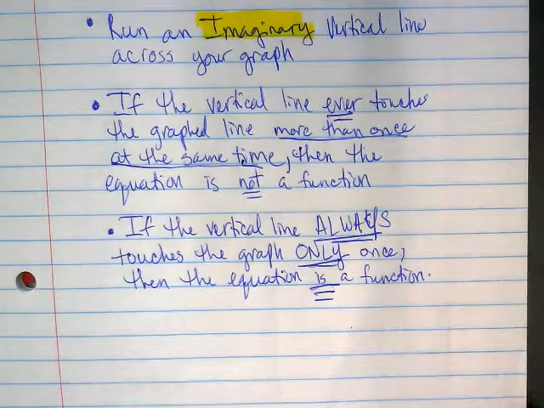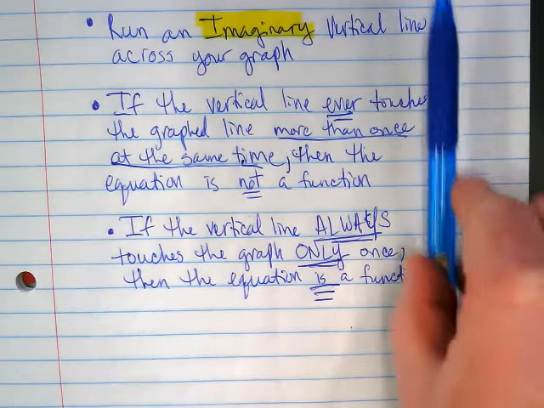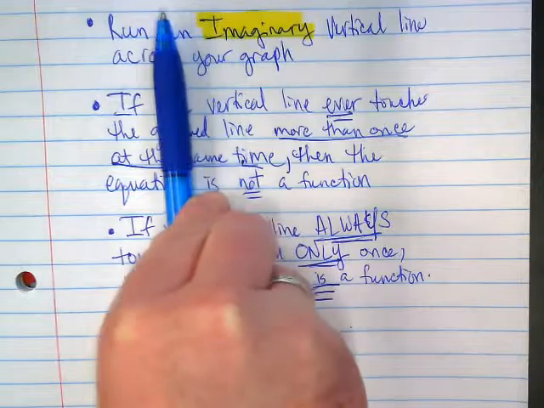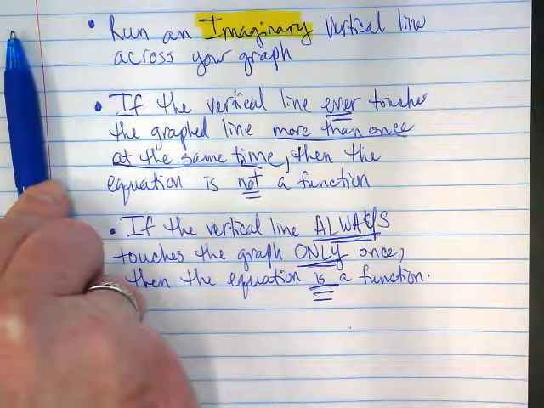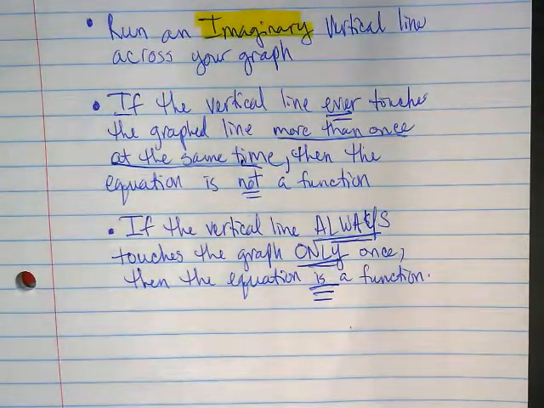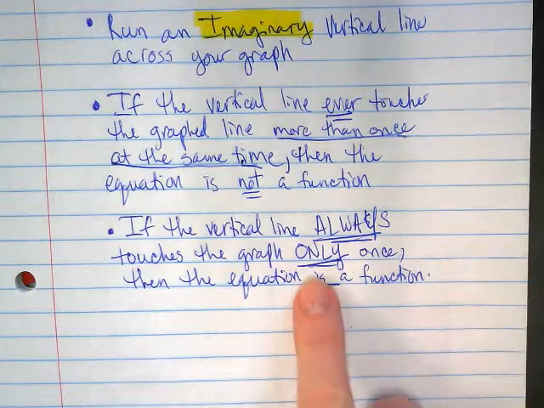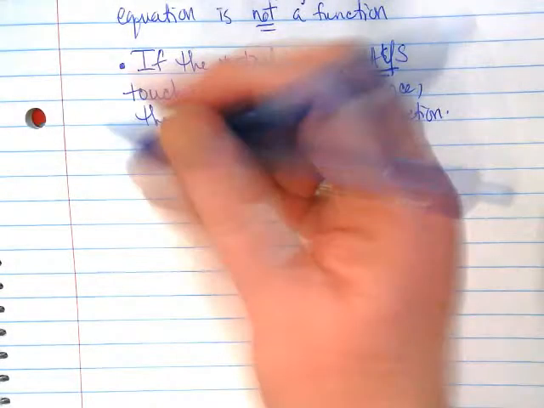So again, vertical line test. We are visualizing if an imaginary vertical line traveled across our graph like this, if the vertical line touches in two places at the same time, it's not a function. If the vertical line always touches the graph only once, then the equation is a function. And here's some example graphs.